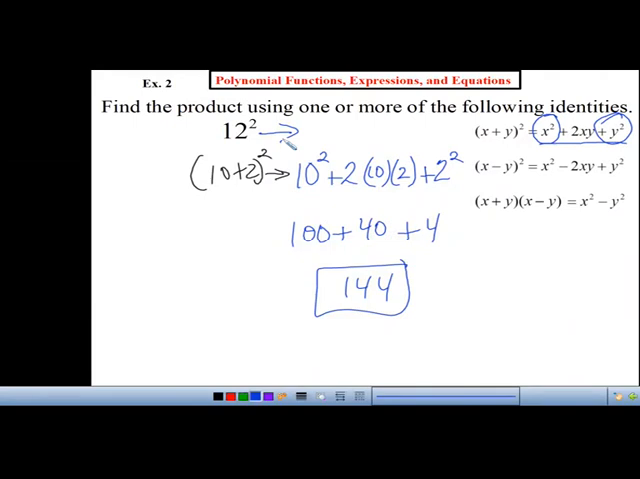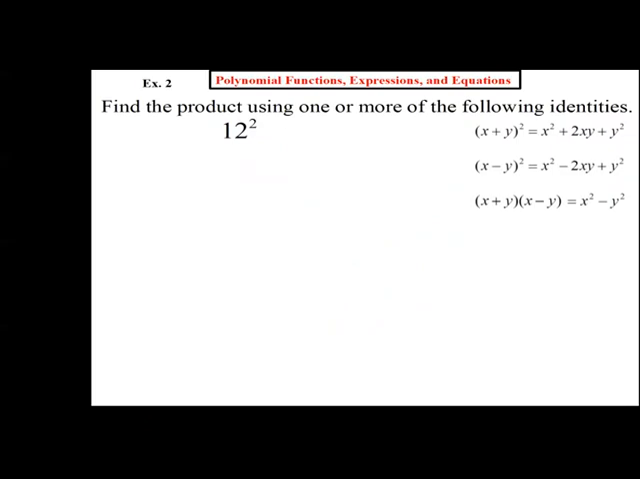I'm going to give you one, see if you can rewrite it and use the pattern to simplify it. Ready? Here we go. That was example 2. Next one is example 3. 14 squared. Rewrite it as a binomial. Use one of those patterns to simplify it. I'll give you some time.